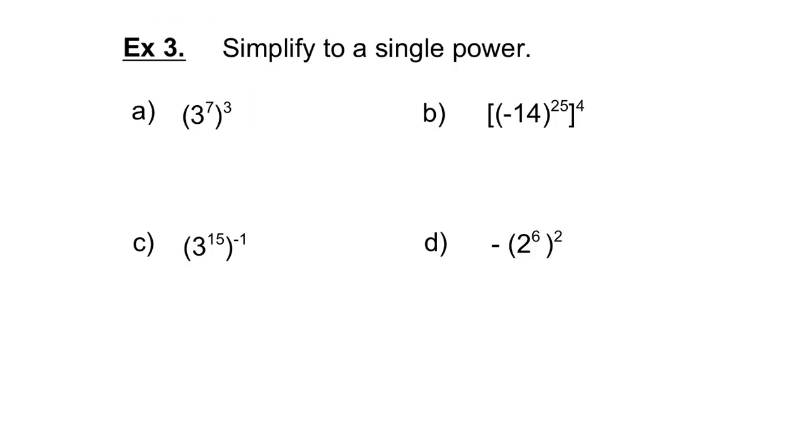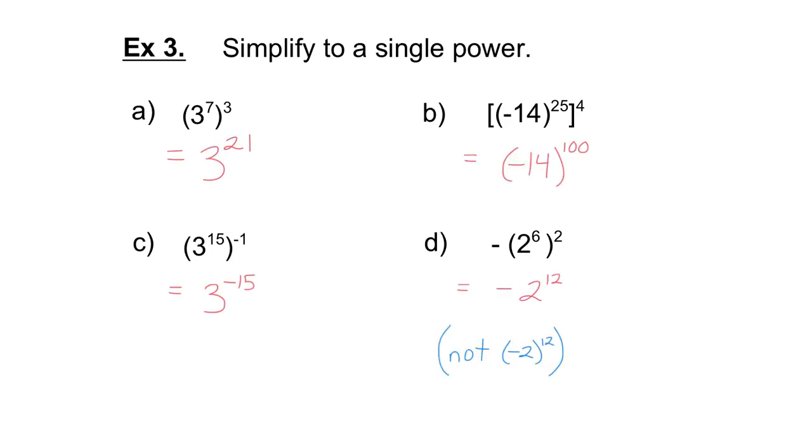So now you try it. Simplify to a single power for each of these expressions. Use the rule, pause it, try it, see how you do. Here we go. Multiply the exponents. Keep the base the same. 7 times 3 is 21. 25 times 4 is 100. 15 times minus 1 is minus 15. 6 times 2 is 12. Remember that minus sign is not part of the power, so we write it like this, not like this.